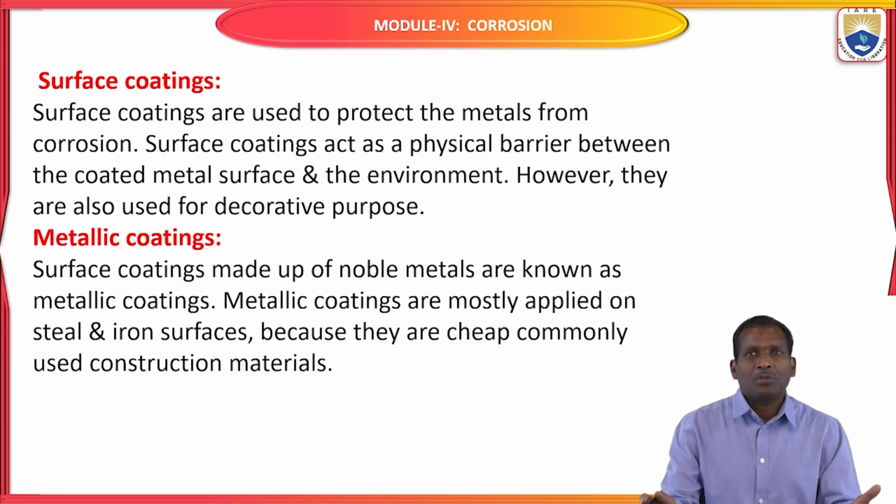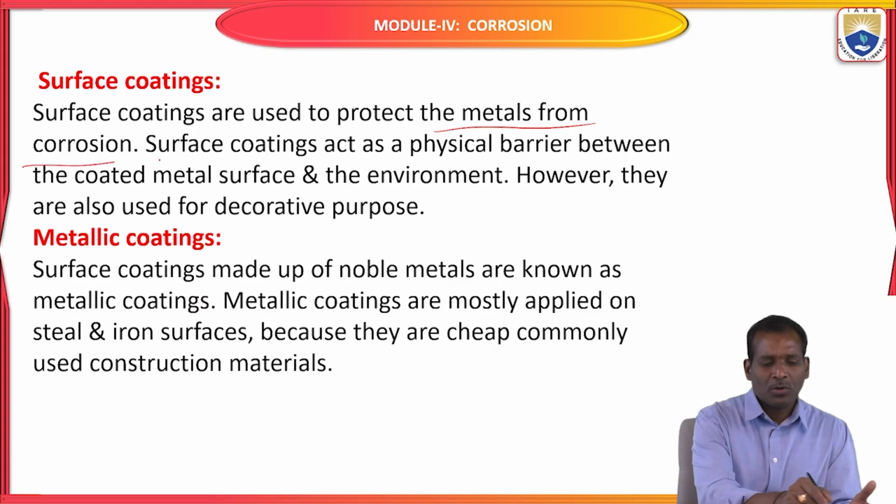Surface coatings are used to protect the metal from corrosion. Already you know, some layer of material or coating prevents the corrosion. The surface coating acts as a physical barrier between the coated metal surface and the environment. Whenever the metal is exposed to environmental conditions, there will be corrosion. To avoid this corrosion, you should paint or apply some coating on the particular metal surface. These coatings are sometimes also used for decorative purposes, but mainly the coatings are used to protect metals from corrosion.